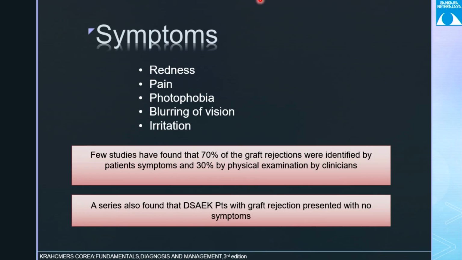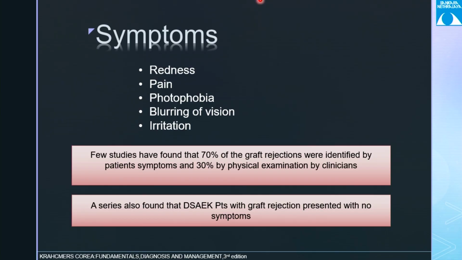So the patient presents to us with symptoms of redness, pain, photophobia, blurring of vision, and irritation. And there have been studies which have shown that 70% of the graft rejections were identified by the patient's symptoms and 30% by the physical examination by clinicians.